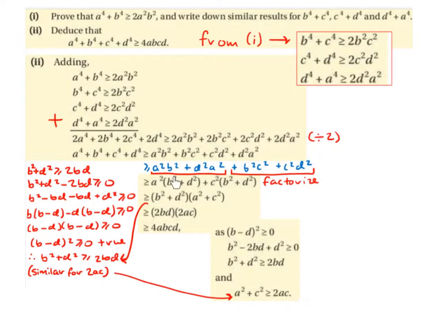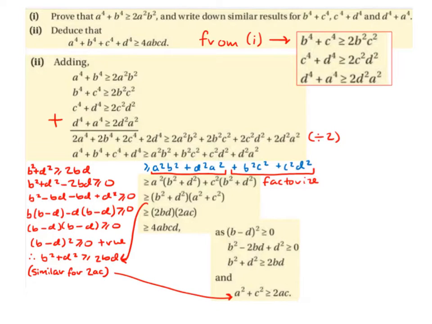So I notice I've got b squared plus d squared inside both sets of brackets. So b squared plus d squared is going to be one of my factors. Bring down the a squared and the plus c squared. That's my other factor. So I have b squared plus d squared multiplied by a squared plus c squared. Now b squared plus d squared ends up giving us 2bd, and a squared plus c squared ends up giving us 2ac. So let's have a look at where this came from.